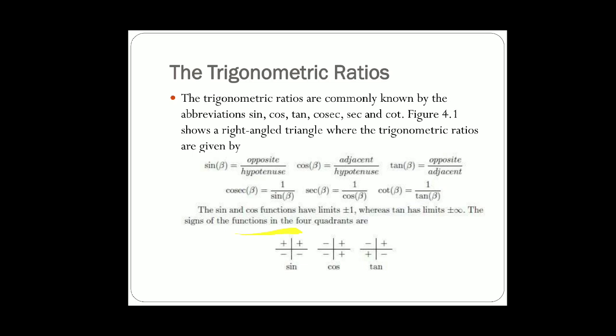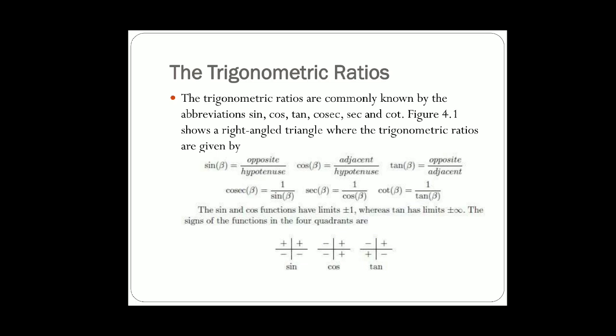The sine and cos functions have limits of plus and minus 1, whereas tan has limits of plus minus infinity, so they will not take 1, they will take infinity for tan. And for cos and sine they have plus minus 1.